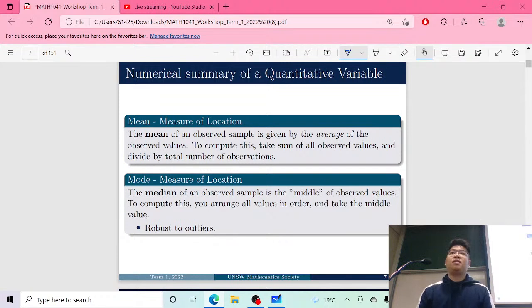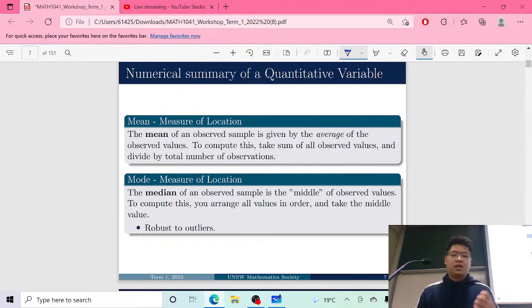This is for quantitative variables. So essentially, when you have a variable that's quantitative, you want to see where is the center of that data. And there are two things you can look at to see where the center is, which is essentially the mean and the median. The mean is just the average of the quantitative variables. So you just take the observed sample, you compute the sum of all the observed values, and you just divide it by the total number of observations.